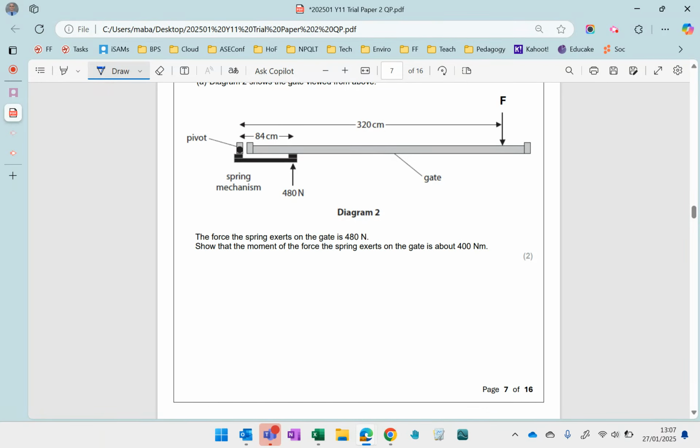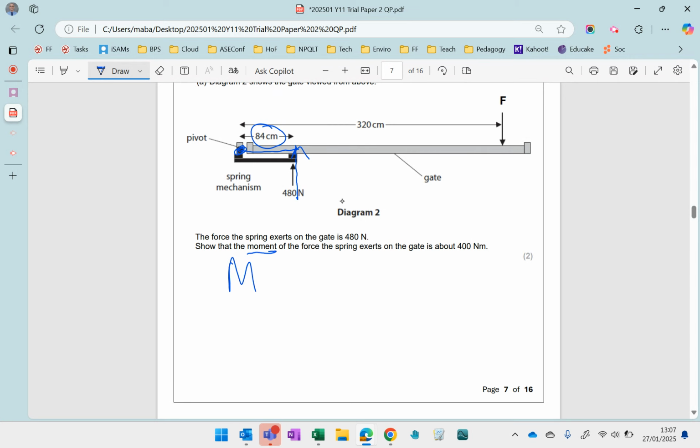Okay, we're on to question 3, and question 3 is about moments. You can see here's the pivot, and the distance from the pivot to the force there is marked as 84 centimeters.